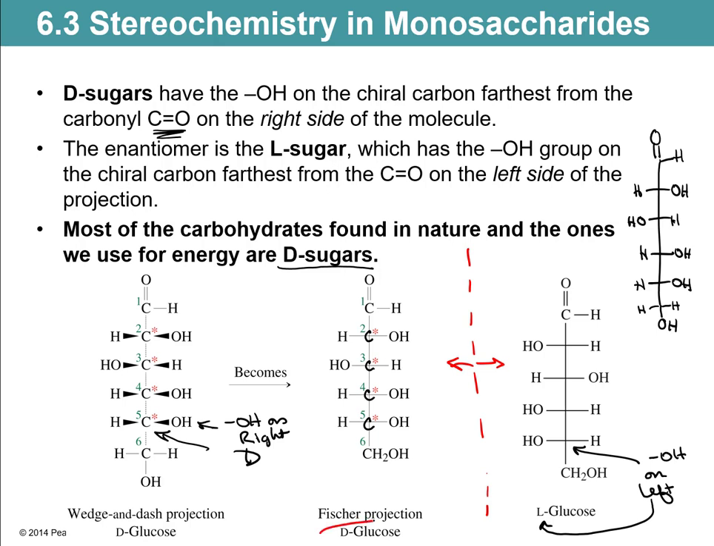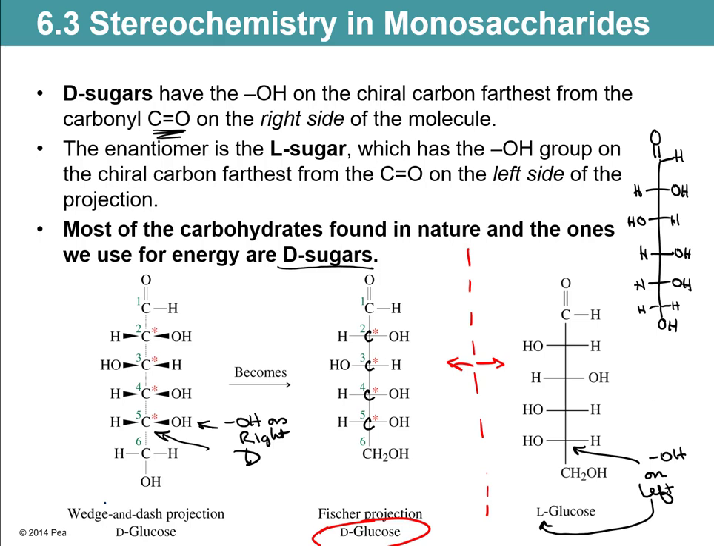And D-glucose is the most abundant sugar found in nature, and it's always the D. Almost all sugars are D sugars. There are very few L sugars found in nature. So you kind of start to see that as a common theme.